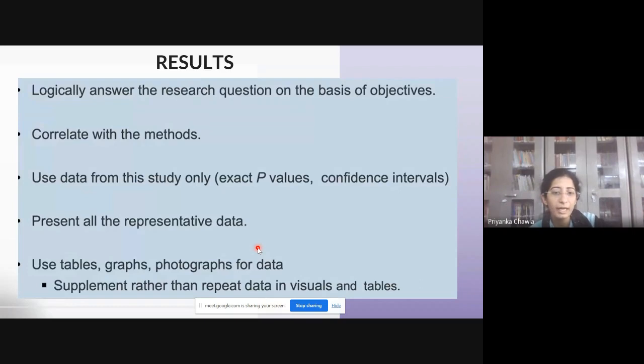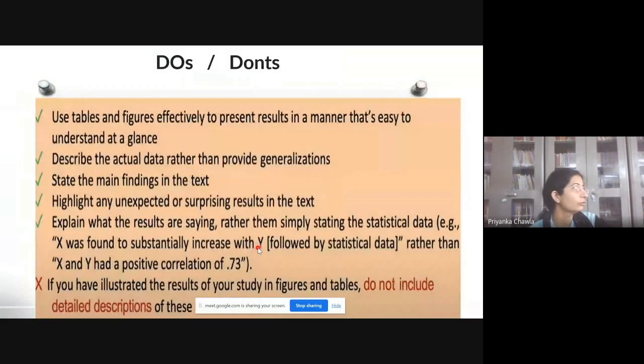Use of tables, graphs, photographs is required. Visuals that tell your data, that give a brief presentation of your data, so it is easy to understand. Remember, do not repeat the data or table. So what are the do's and don'ts over here? Use tables and figures effectively to present results in a manner that is easy to understand. See, I told you earlier, your table and figure should be effectively presented. But there are some different techniques which are adopted.